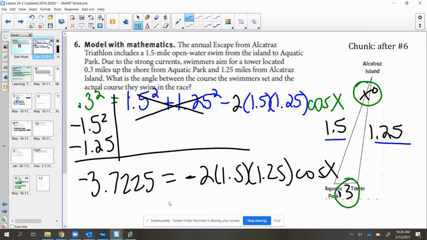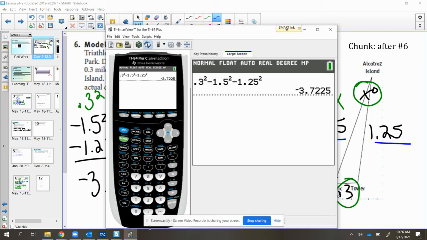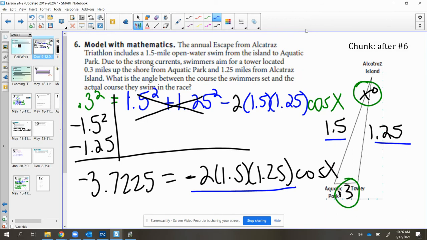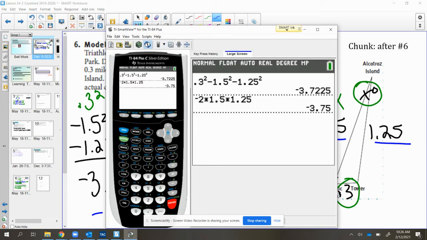So gotta be careful here. Now we're going to simplify this piece, right? We're going to simplify this, and we're going to divide that over, right? So if we have negative 2 times 1.5 times 1.25, we're now going to divide this piece over. So this was negative 3.75 cosine x equals our left-hand side. We're going to now divide this over to get the cosine of x by itself.